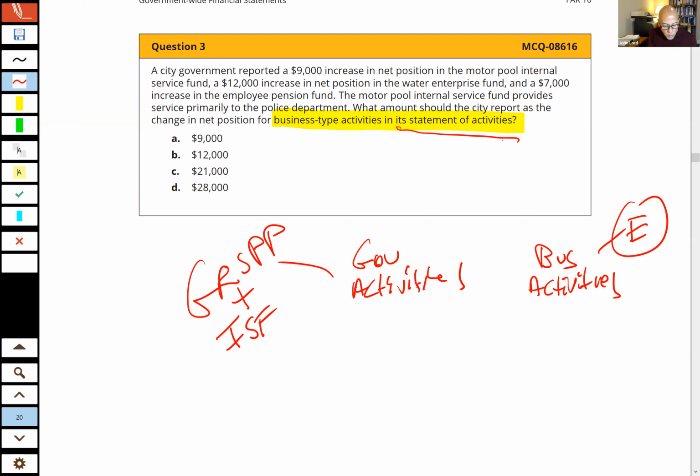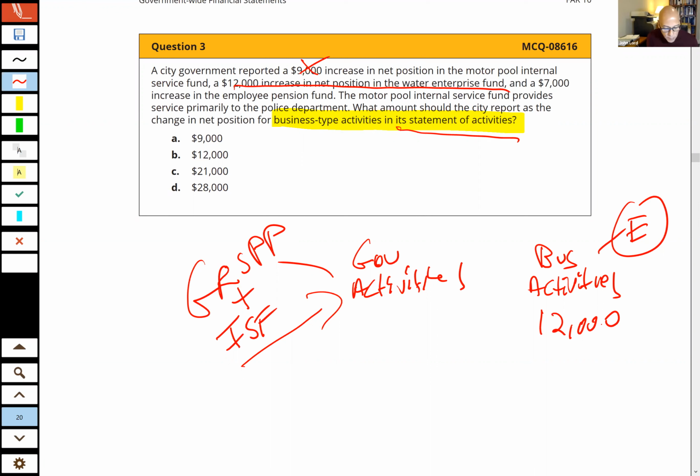They tell us that the city reported a $9,000 increase in the net position of the motor pool internal service fund. Well, I'm going to ignore that because the internal service fund goes where? Governmental activities. Then they tell us the Water Enterprise Fund had a $12,000 increase. That does go under business type activities, and I don't have to make any adjustments to flip from modified accrual to full accrual because I use full accrual for the Enterprise Fund. I use full accrual at the government-wide level, so I can pick that number up.